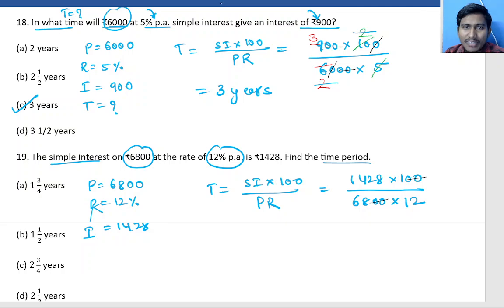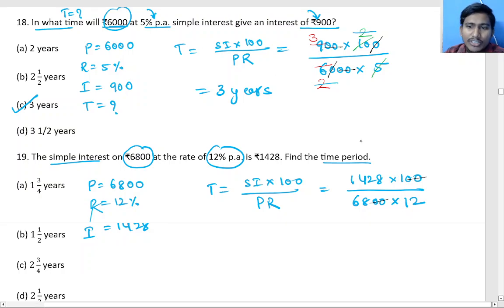After that we have to do the 12 table. 12 ones are 12, 2 will be remaining. Then 12 ones are 12, 10 will be remaining, 108. 12 nines are 108. So that is 119 that will come.